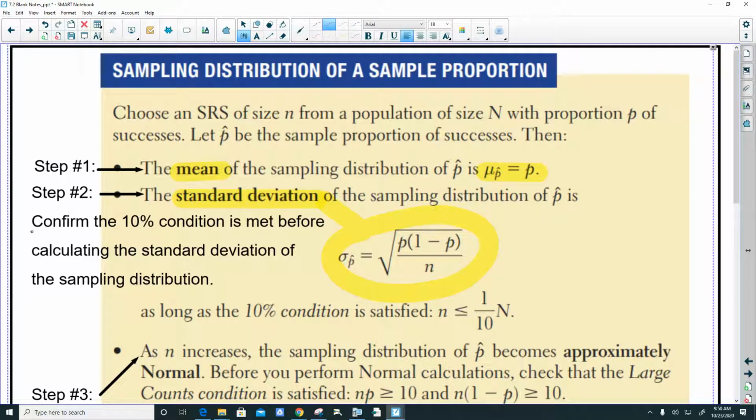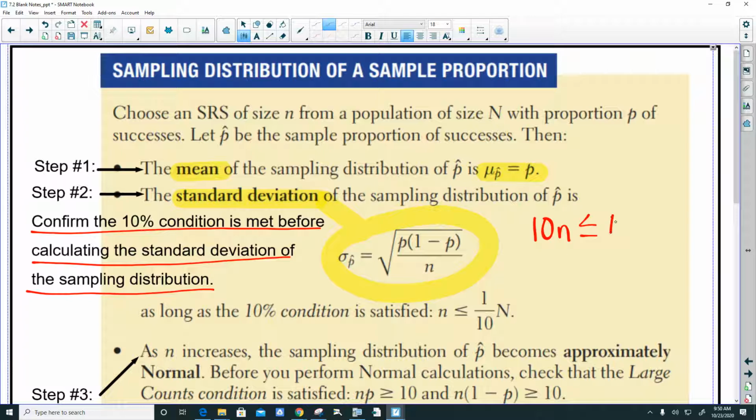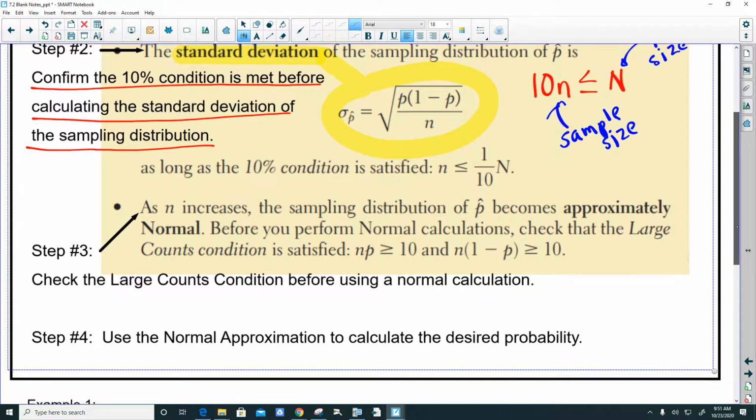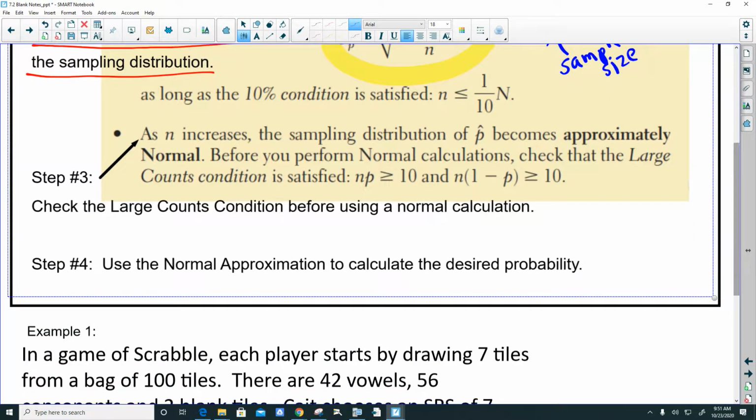And I'm just going to underline here, you have to confirm that your 10% condition is met before you begin calculating the standard deviation for your sampling distribution. Now remember, the 10% condition looks like this. We're saying if we take 10 times the sample size, that should be less than or equal to the population size. If it's not, then we cannot move forward and calculate the standard deviation because our sample size is too large to be pulling out and not replacing. And generally, we are sampling without replacement when we're doing this.